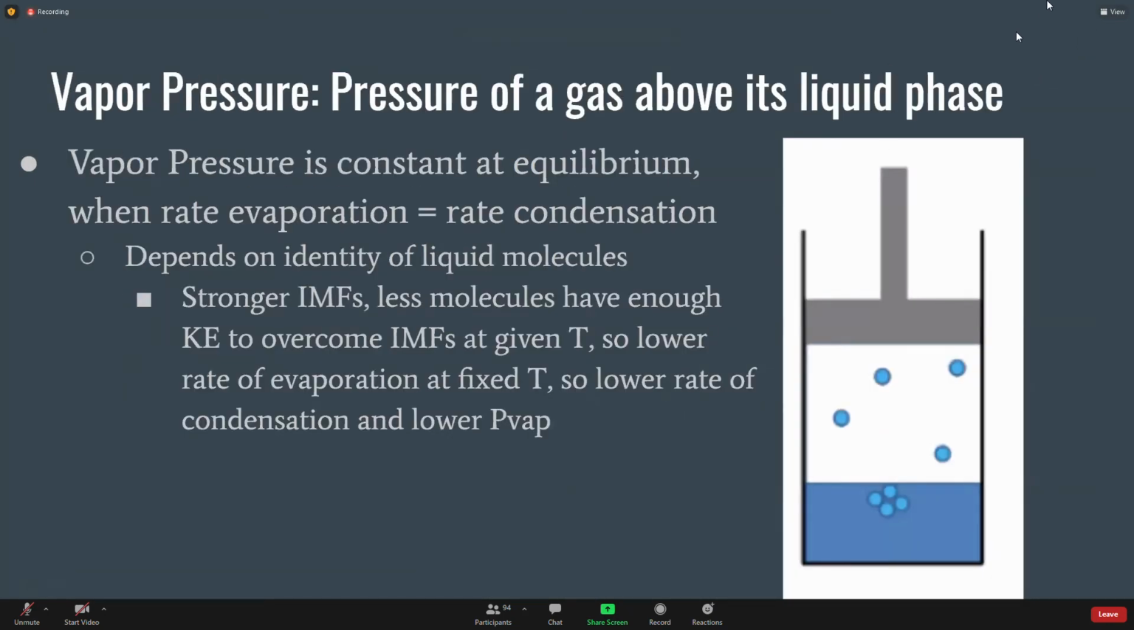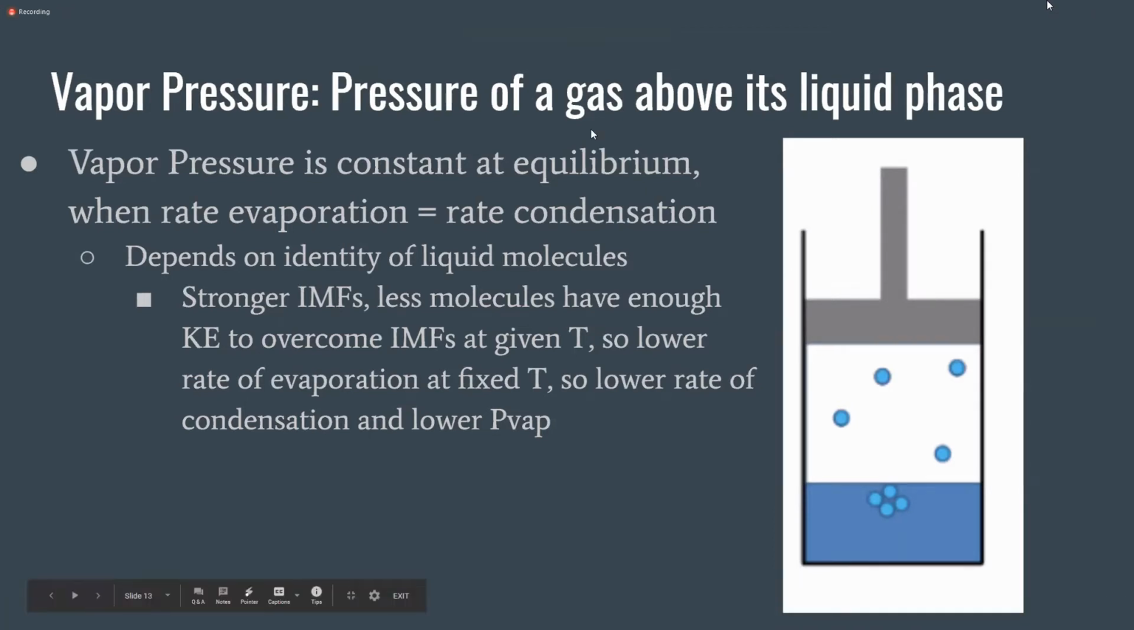Okay, great. So I'm going to be talking about vapor pressure and phase transitions and phase equilibrium. I'm going to start with just a definition of what vapor pressure is. Vapor pressure is the pressure of a gas above its liquid phase. So it's like the liquid phase transitions to the gas phase. What's the vapor pressure of the gas phase? And it's going to be constant at equilibrium.